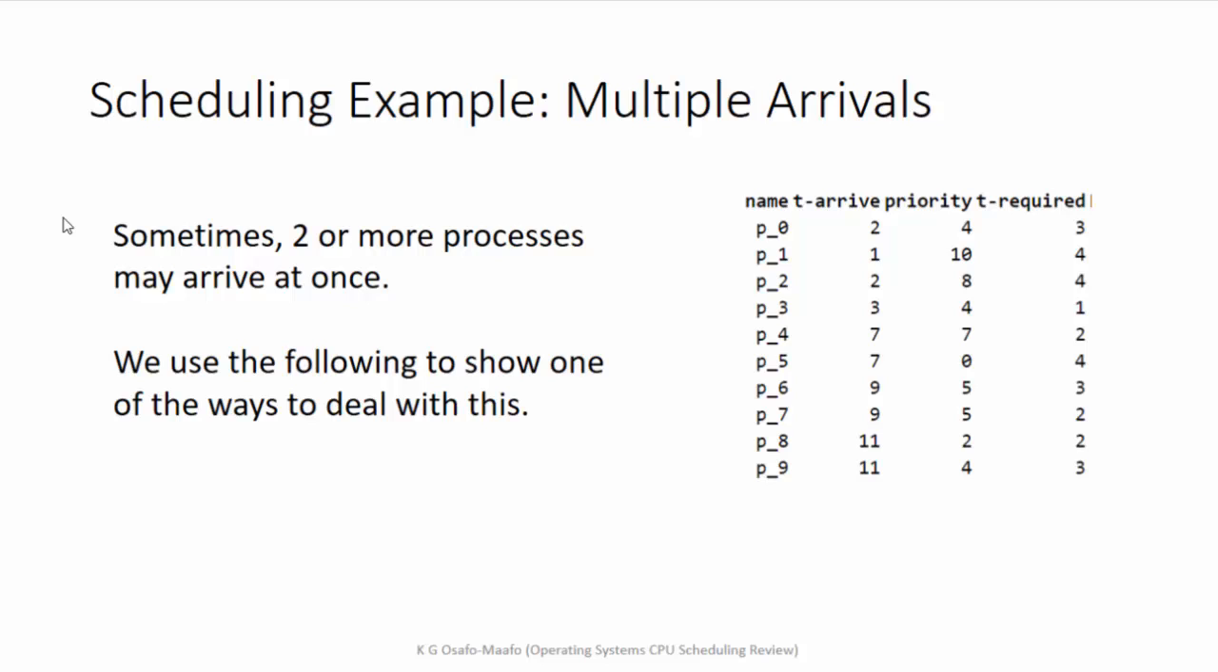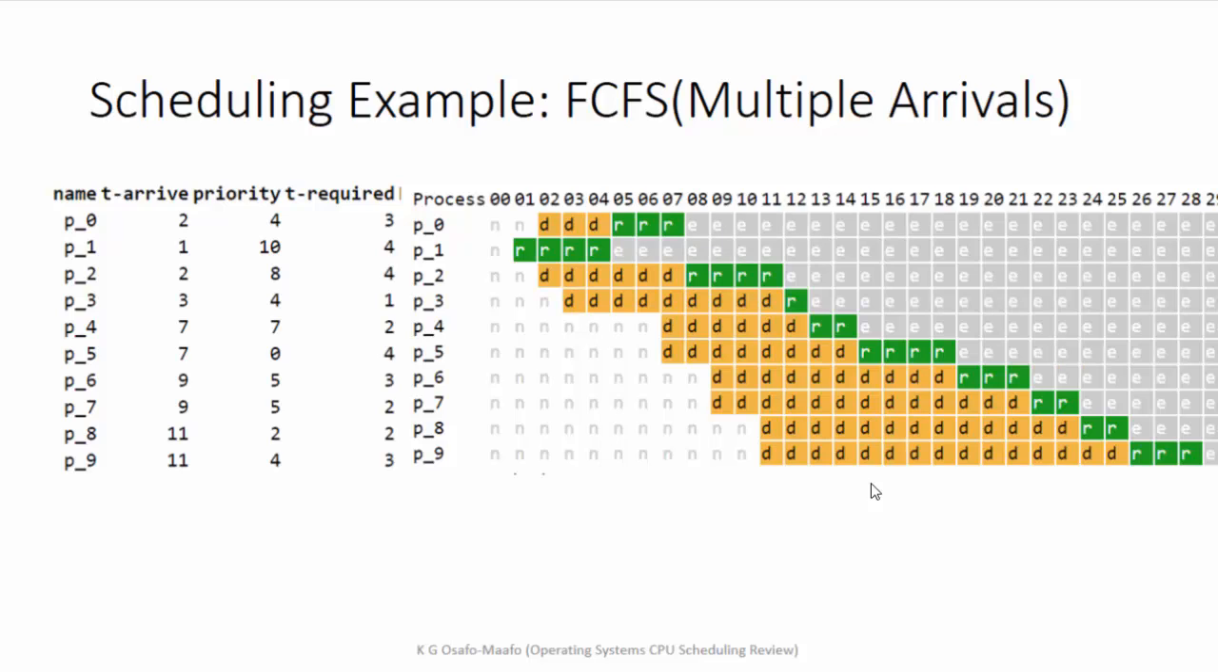Now, there's a case sometimes when you have two or more processes arriving at the same time. So for example, if you look at this one, the arrival, and I mixed it up because I just want to create some excitement. So P1 actually came first, followed by P2, P3, P4, P5 showed up at the same time, P6 and 7 showed up at 9, P8 and 9 showed up at 11. Right. So this is a little bit longer.